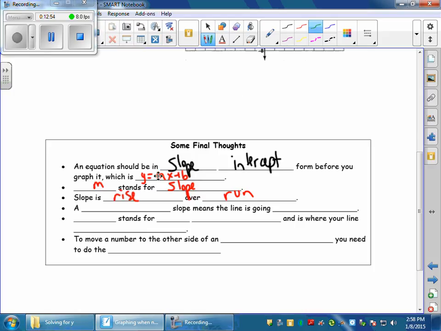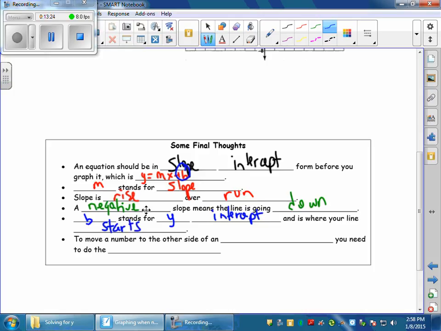Now, when I say how much I'm going up, it's not always going up. If I have a negative slope, that means our line is going down. We had a lot of those today. B, on the other hand, this guy, stands for y-intercept. And it's where your line begins, starts, anything like that. I'm going to put starts.